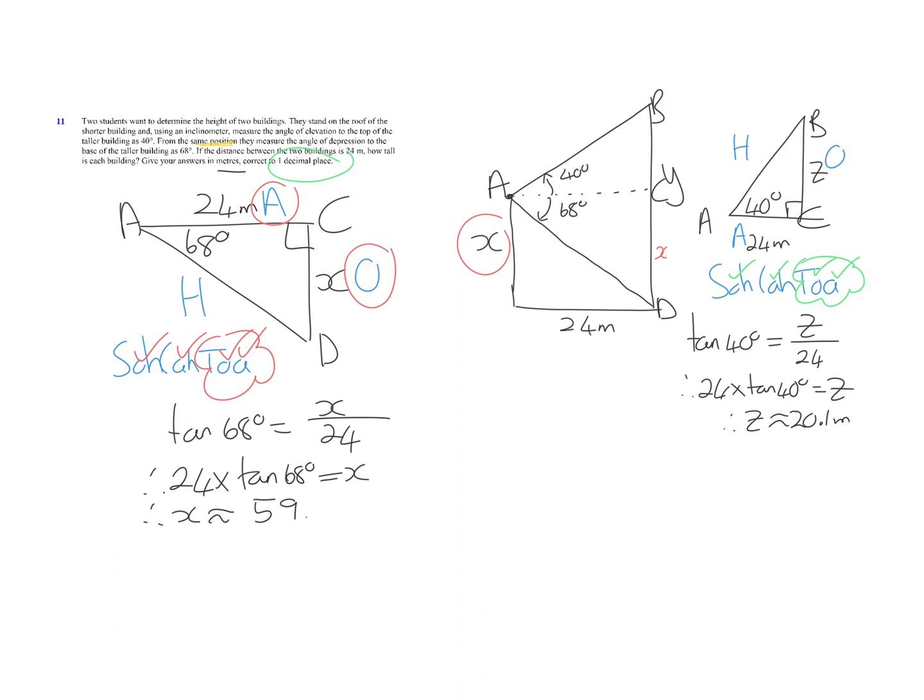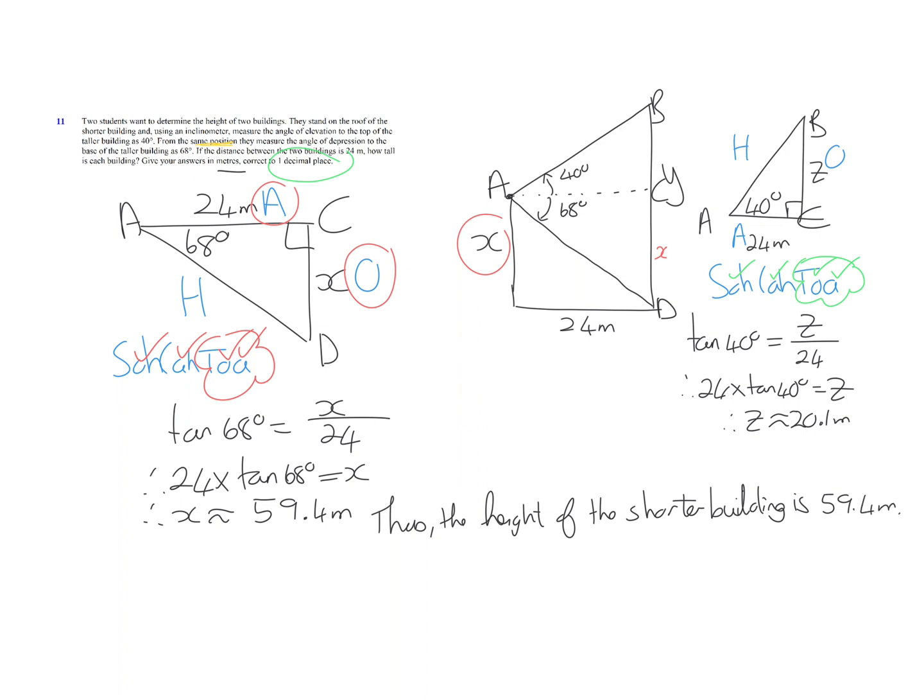So 59.4 meters. Remember, we're working to 1 decimal place. Now, X is the height of the shorter building. So you can immediately say thus, the height of the shorter building is 59.4 meters.